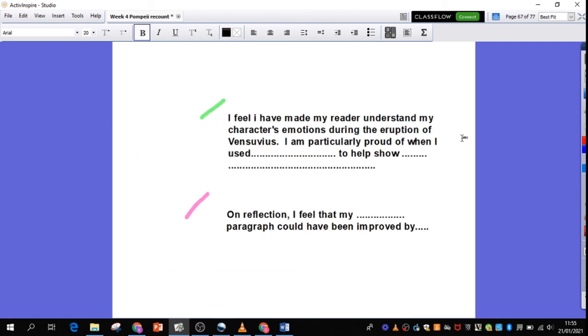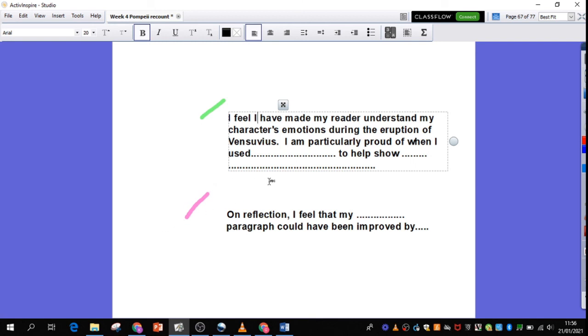So Year 6, I would now like you to green and pink your work, and there's your green here. I feel I have made my reader understand my character's emotions during the eruption of Vesuvius. I am particularly proud of when I used, to help show. So give me an example of what you used that you're proud of, and what did it show? Did it show how my character felt at this particular time when it was used?